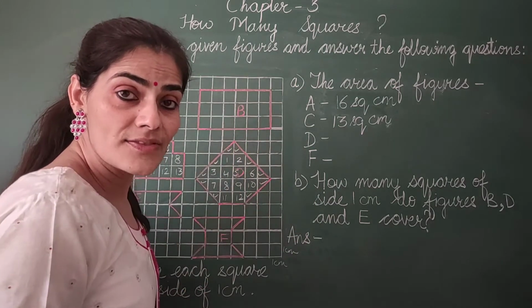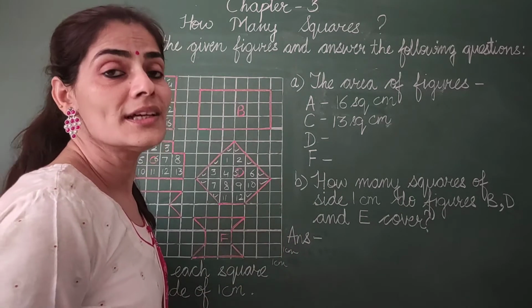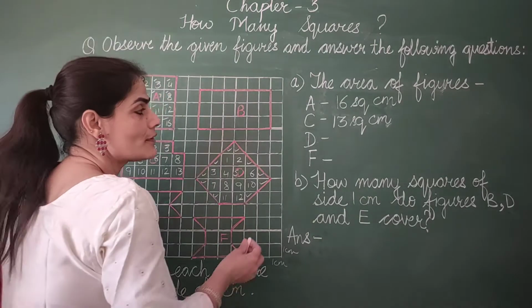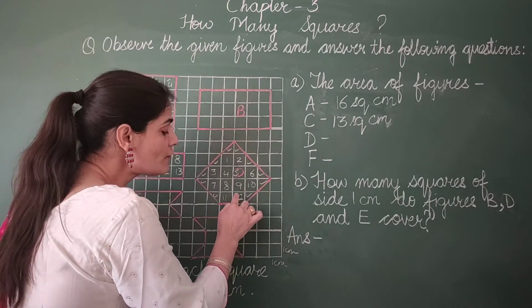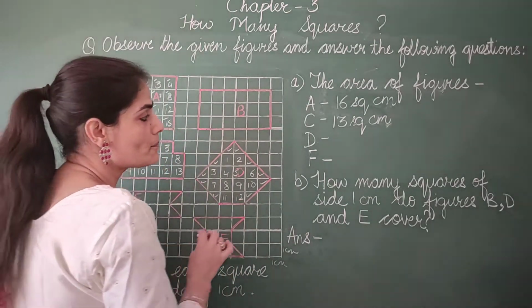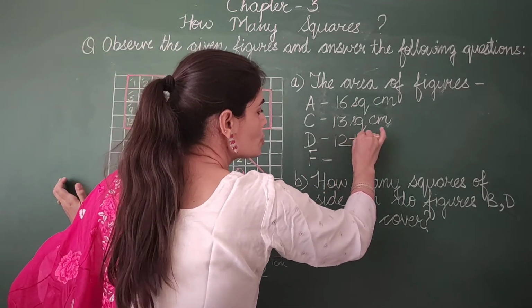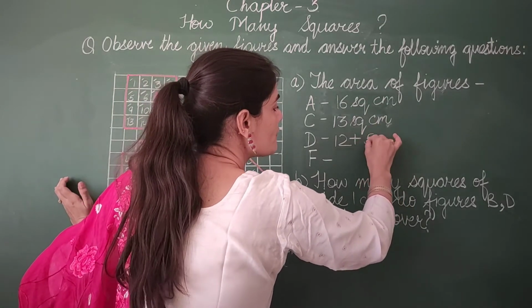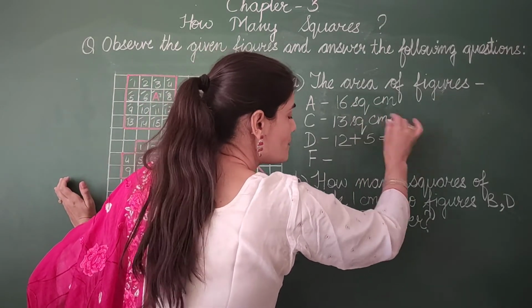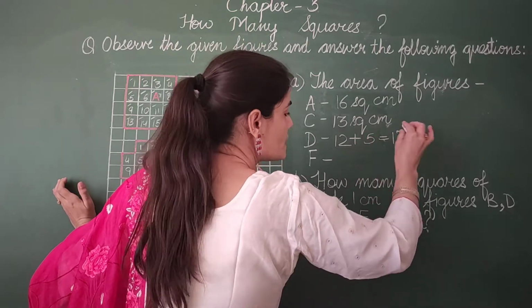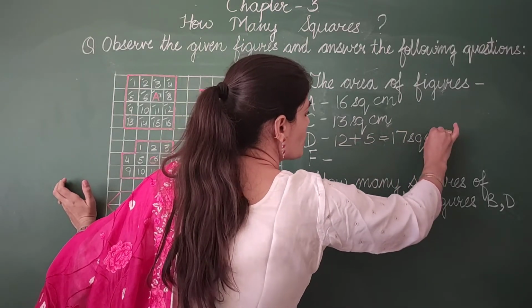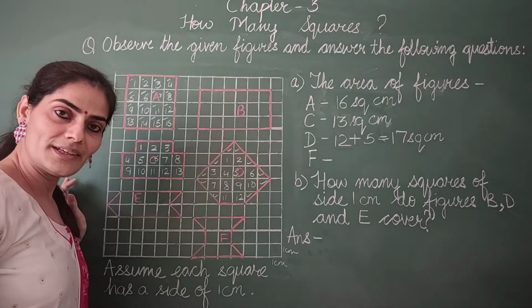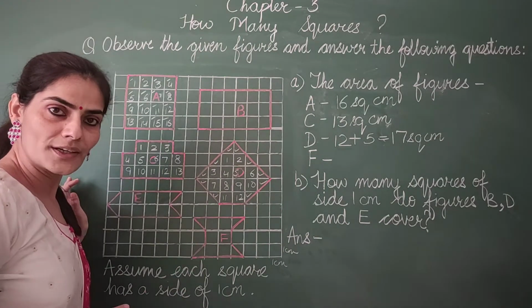So 10 halves will make how many wholes? Divide this 10 by 2. So 5. And 12 plus 5, beta, makes it, 12 wholes were there and 10 halves make 5 wholes. So 12 plus 5 is equal to 17 square centimeter. Is it clear to everybody? Shall I move to the next figure now?